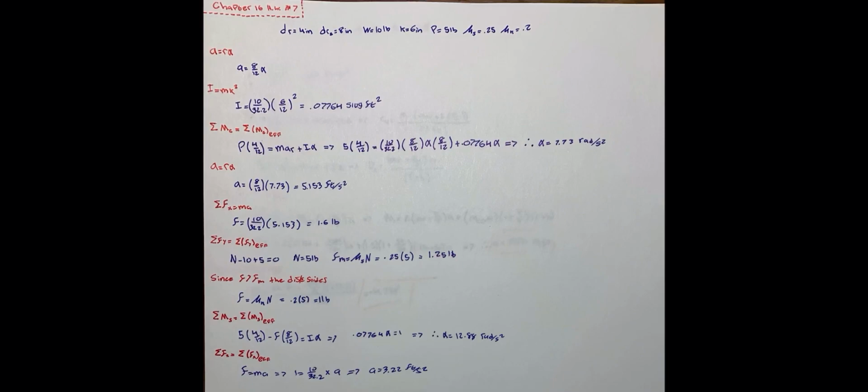And then we can equate the system of external forces to the system of effective forces for point G. And then plugging in our knowns, we can solve for the angular acceleration, which is 12.88 radians per second squared. And then we can just sum the forces in the x, and then solve for the actual acceleration, which is 3.22 feet per second squared.